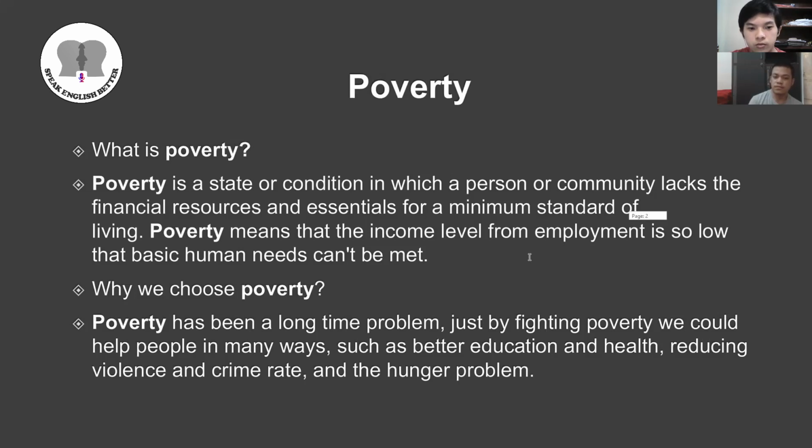And lastly, number five, there's crime. In a country where economic deprivation is rampant, it is common for people to engage in criminal acts. When people are unable to earn for the longest time, they often start getting frustrated. The hunger and poor economic conditions are what led many people to become criminals. So, in conclusion, just by fighting poverty, we could help people in many ways, such as better education and health, reducing violence and crime rate, and the hunger problem.